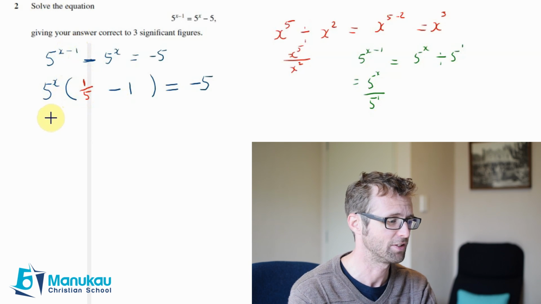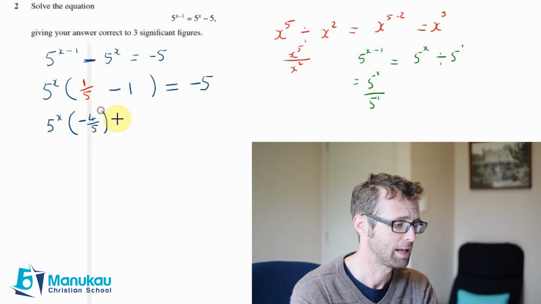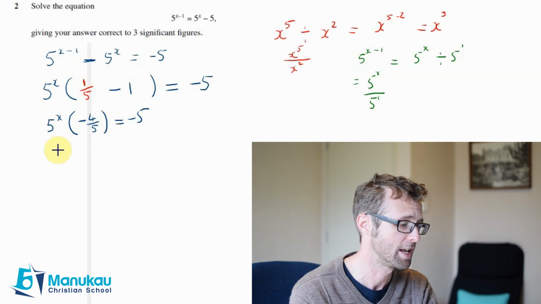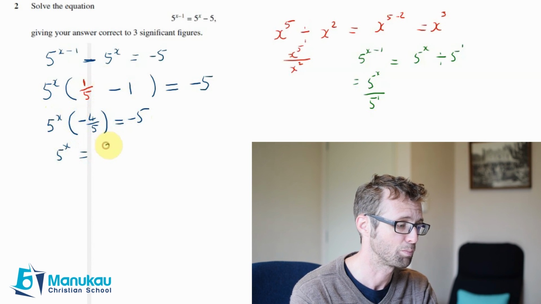Our next job is to work out what we've got in this bracket here, which of course is minus 4/5. And then we are in a position where we can pull everything across to this side to leave the 5 to the x by itself. So we get negative 5 divided by negative 4/5, which is positive 25 over 4.